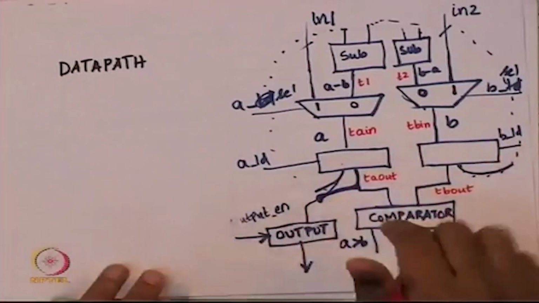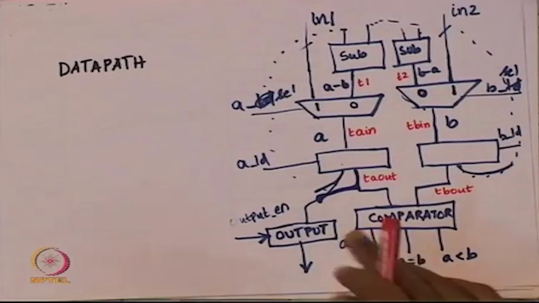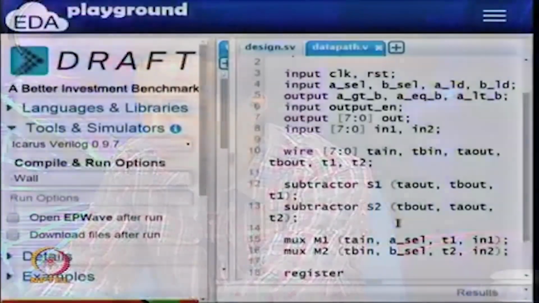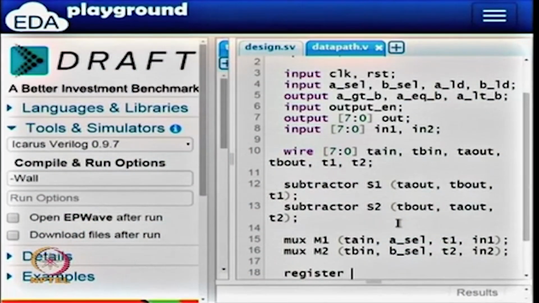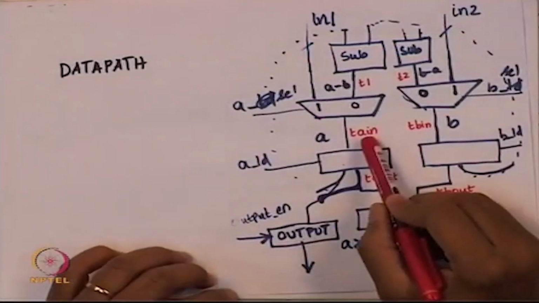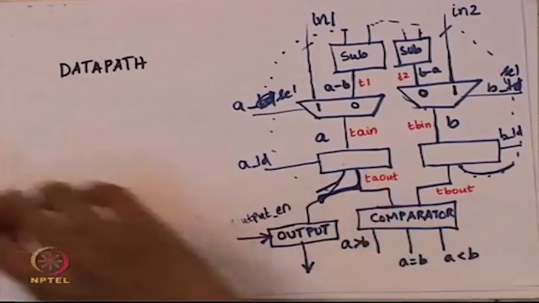So I will assume that all of these load signals and other things are there in a module called a register, and for this register I will write the design description right now. I will assume that somebody is going to give me a design description for a register. So I have register R1 which is supposed to take clock as an input because it is a sequential circuit, reset as another input, so clock and reset are given, then it is supposed to take TA in as an input and the load enable as an input and give TA out as an output.